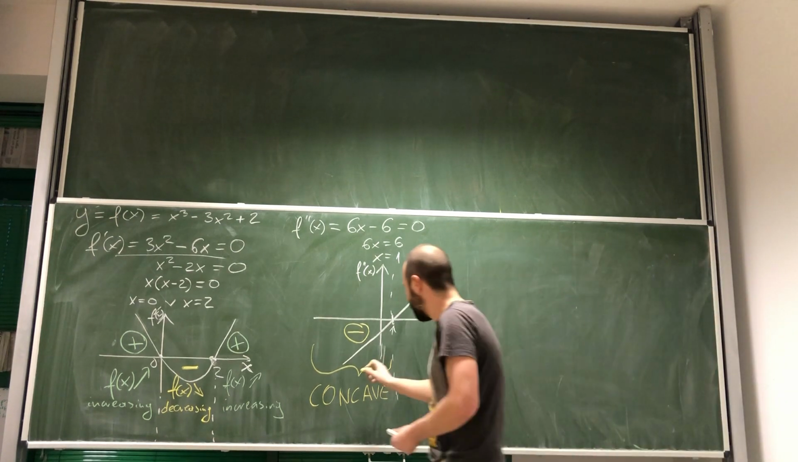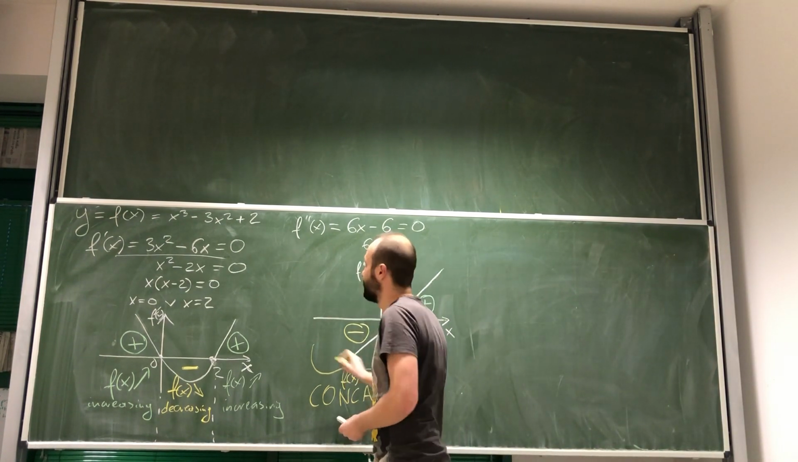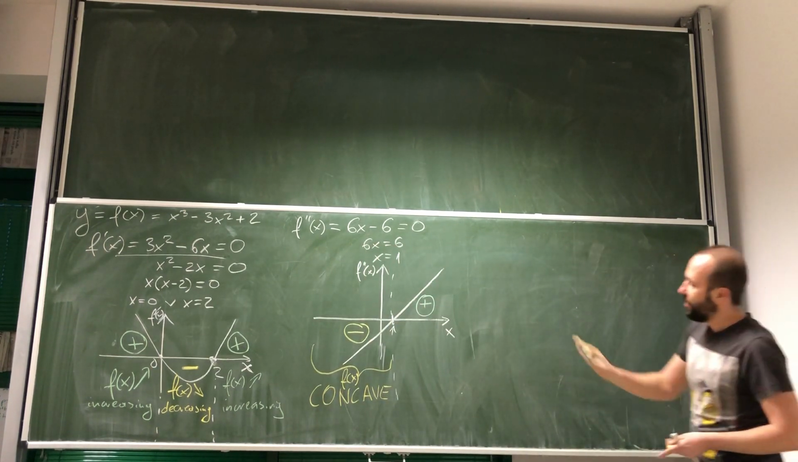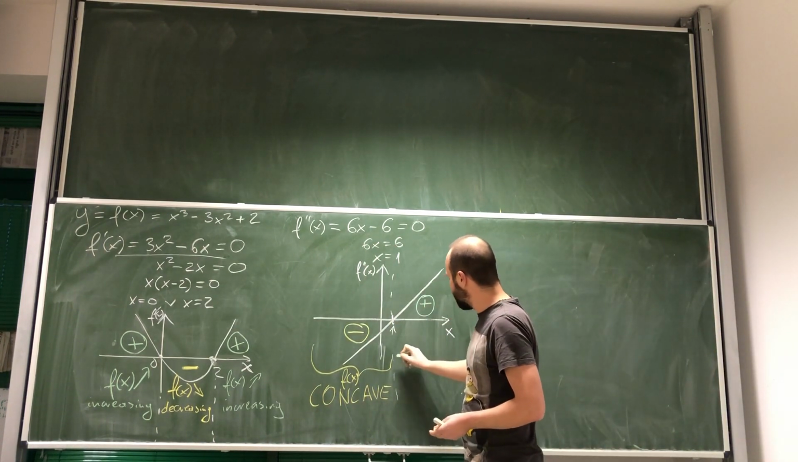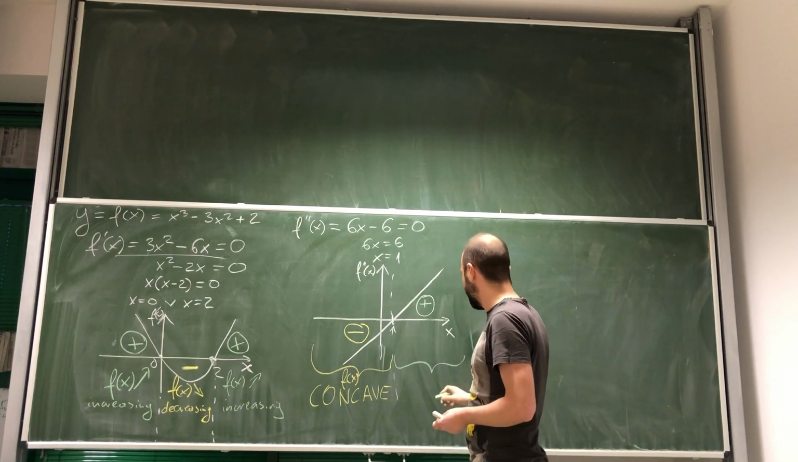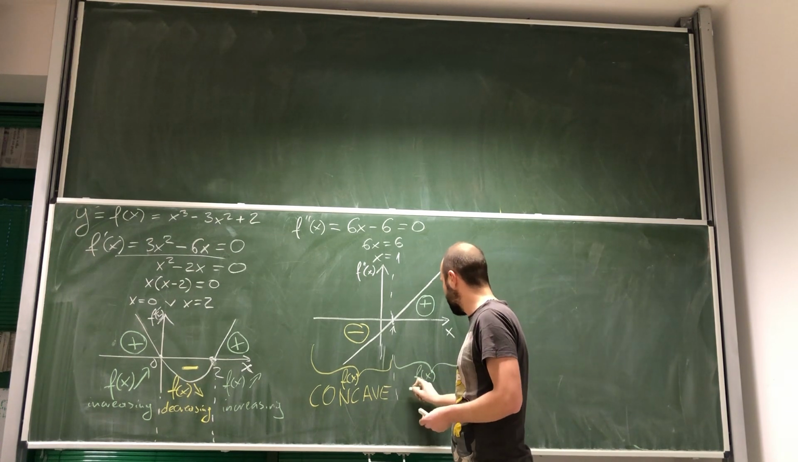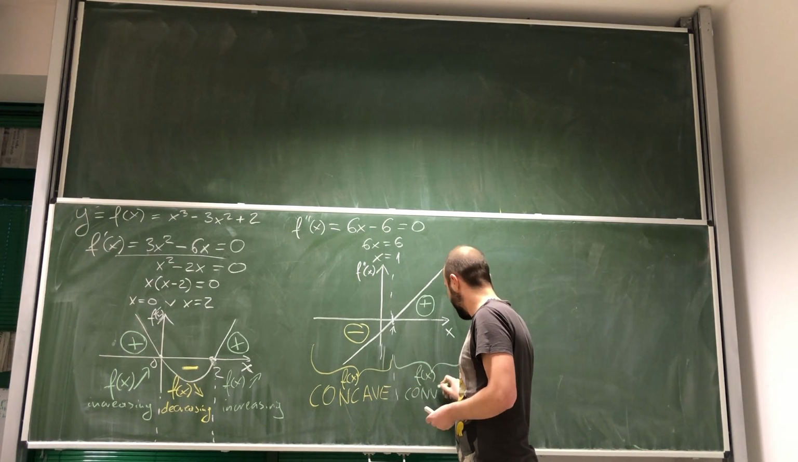Over here, the function has positive acceleration. Of course, remember, this is about the function. We talk about this one based on the second derivative. Now, because the second derivative is positive here, the function must have positive acceleration. So the function must be convex.